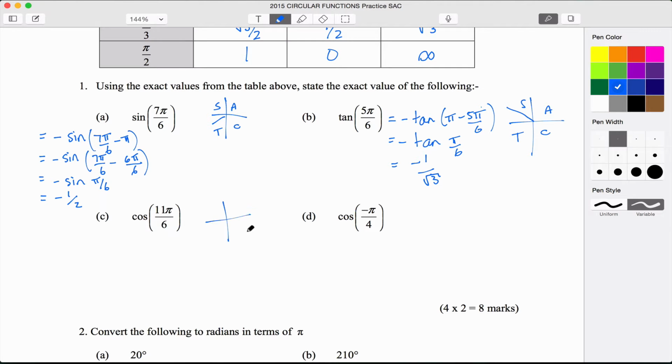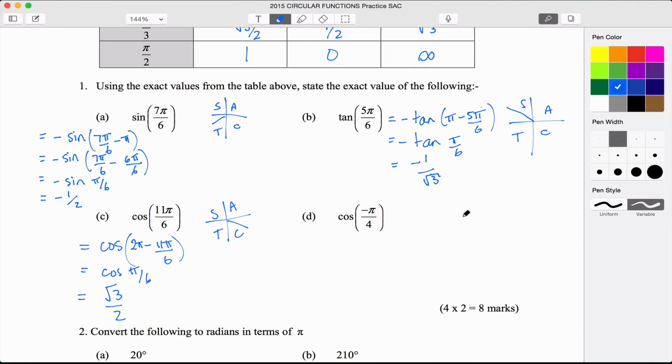Third one, draw your unit circle. 11 pi over 6 will be down here, where cos is positive, and we've got cos, so it'll stay positive. This one equals cos of 2 pi take away 11 pi over 6, which is equal to cos of pi over 6, which is equal to root 3 over 2.